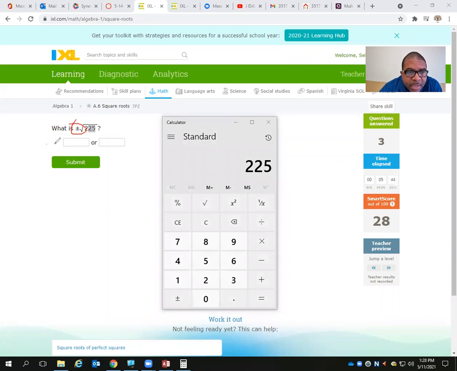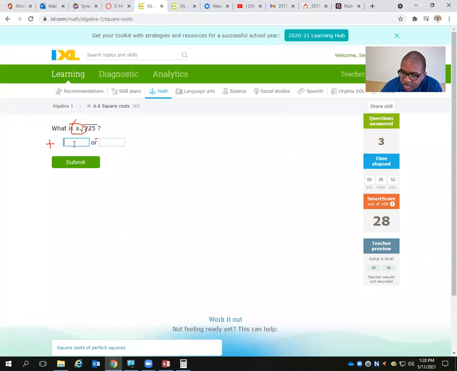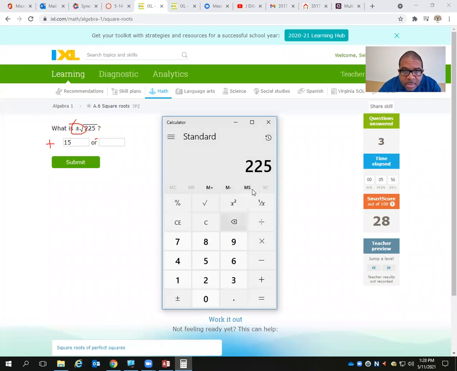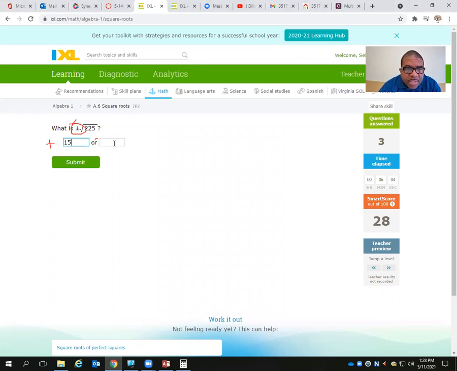So I need to give a negative number here and a positive number here, or maybe we'll do a positive number here and a negative number here. Let's do that. So what was it? 15? I think it was 15. Let's try that again just to make sure. 15 times 15, 225, good. So positive 15 or negative 15.